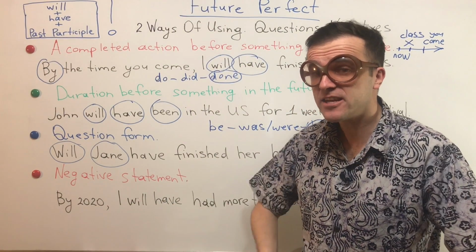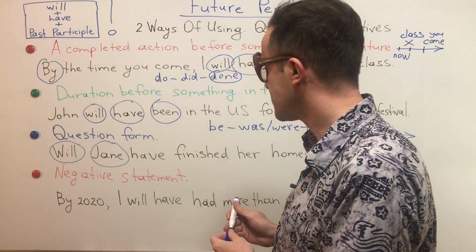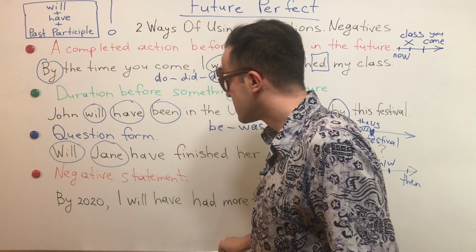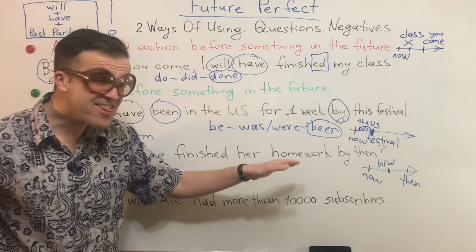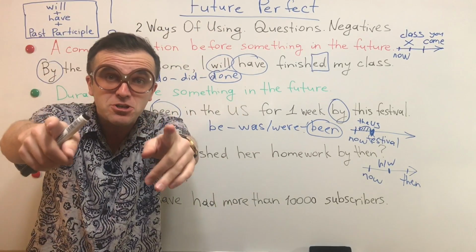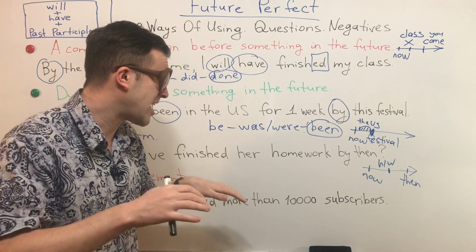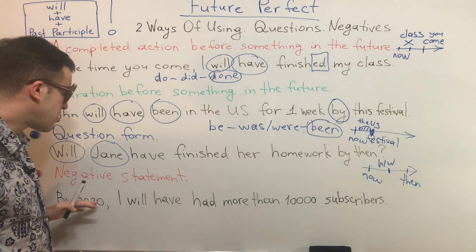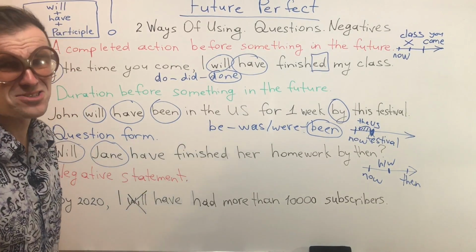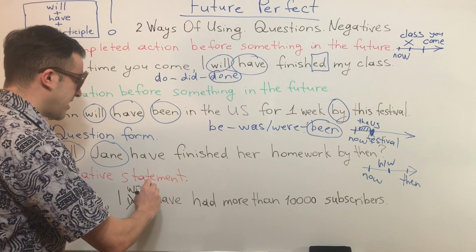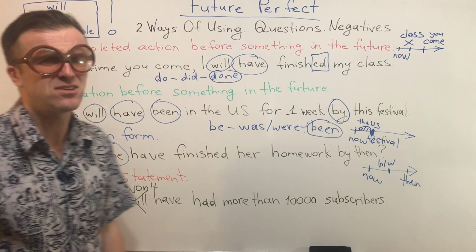And how to make the negative statements. The negative statements are formed very easily. Yes? So imagine that there is a sentence: By 2020, I will have had more than 10,000 subscribers. Oh my goodness! I'll be rich because of you guys. But unfortunately, we have to make this sentence negative. And we can say, by 2020, I won't have. So we have to cross out will and say won't. It's like will not, but we contract this form and we say: I won't have had more than 10,000 subscribers.